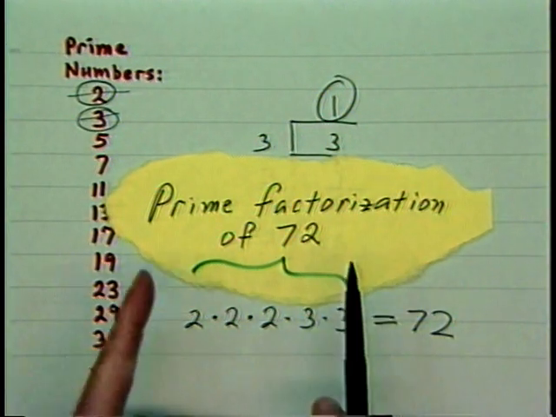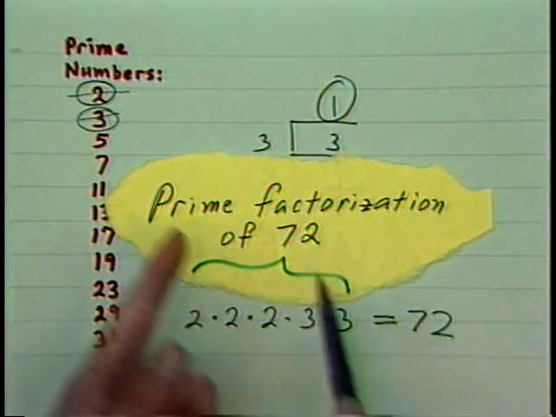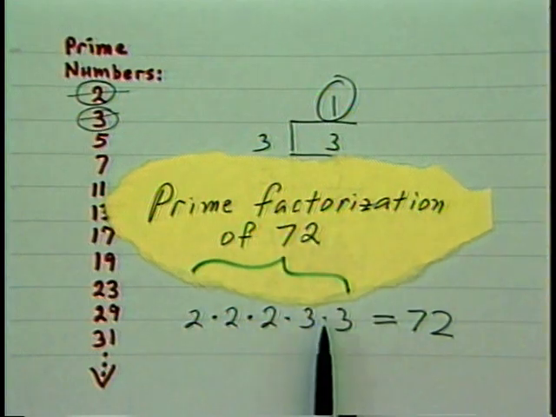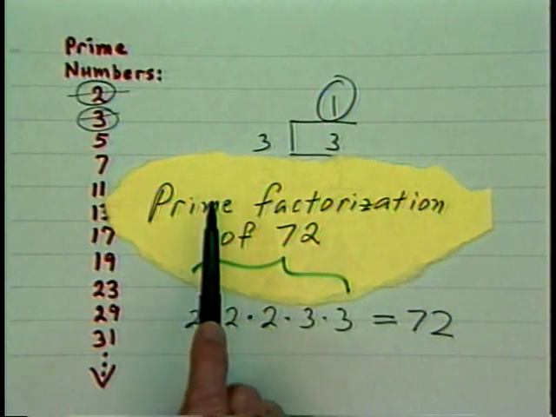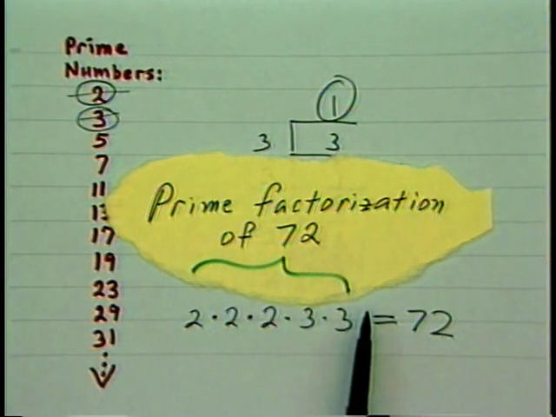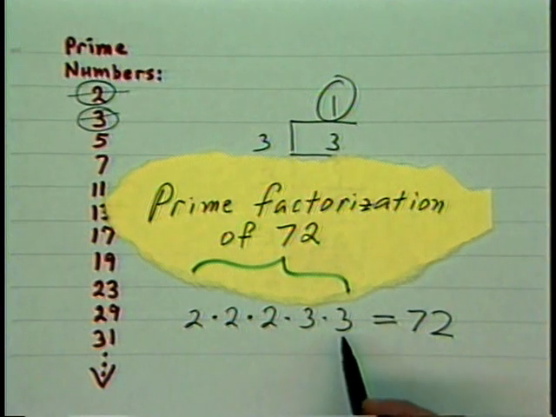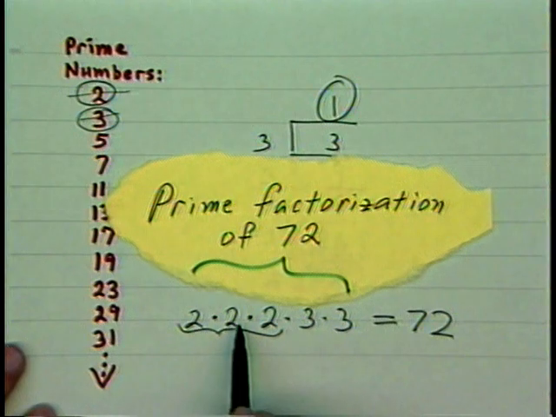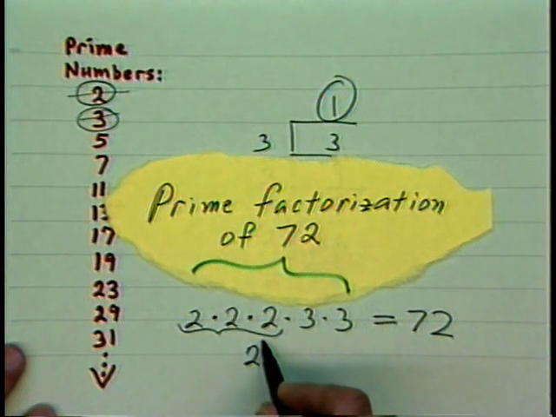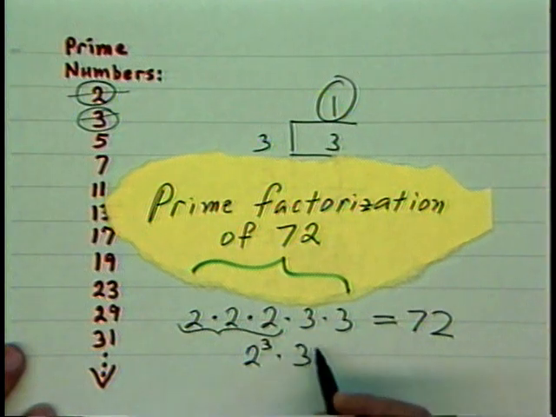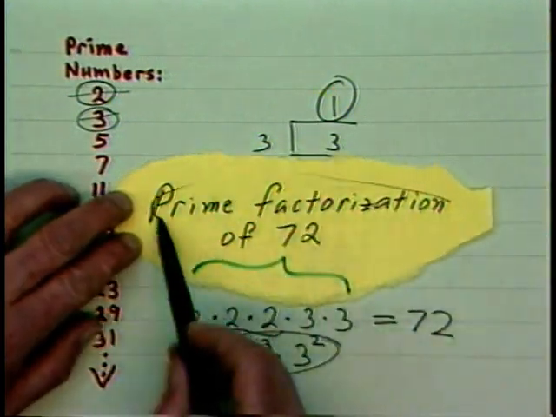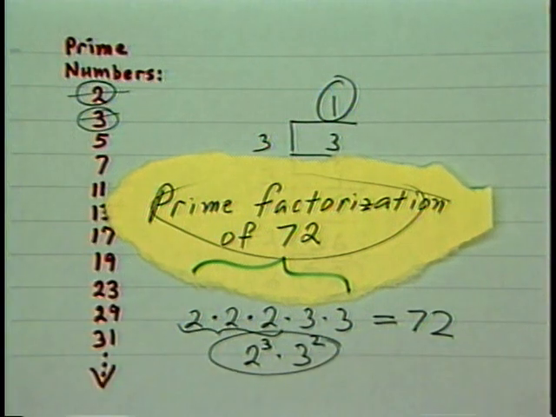We will later call this way of writing any given number the prime factorization of that number. Factorization meaning I've written it as multiplication problems. Prime meaning I've used only prime divisors. This is so important, you'll see it throughout this course in algebra, in business math, and in many, many courses in the future. Generally, instead of writing it this way though, we'll write this 2 times 2 times 2 in exponent form, and this 3 times 3 in exponent form. So this is the prime factorization of 72 written in exponent form.